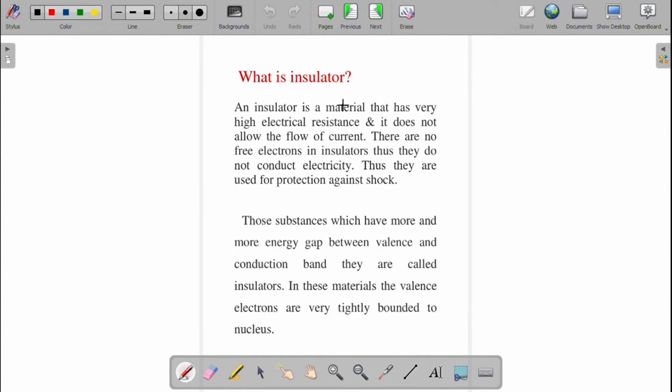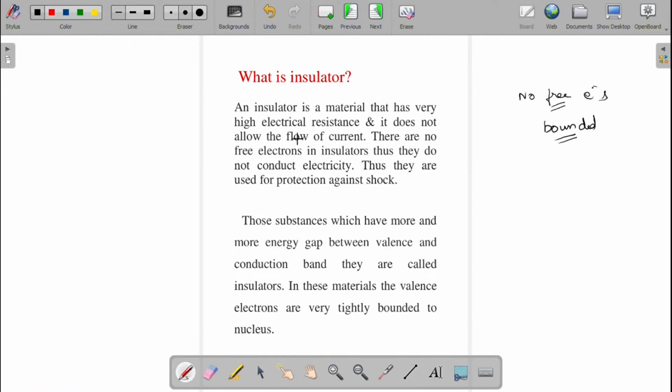Next, what is an insulator? As I said, an insulator is the other extreme, right? An insulator means a material which does not conduct electricity. What is the meaning? No free electrons are there. What is the meaning of that? All the electrons are bounded with the nucleus, totally and tightly bounded with the nucleus. No free electrons are available for conductivity.